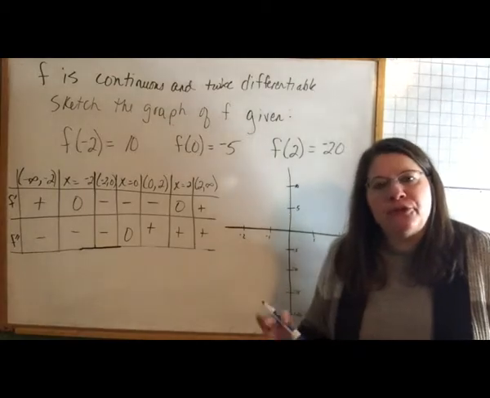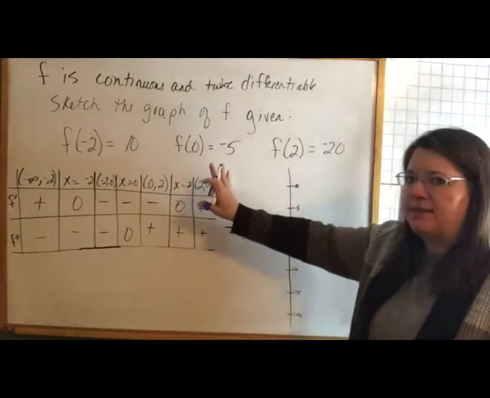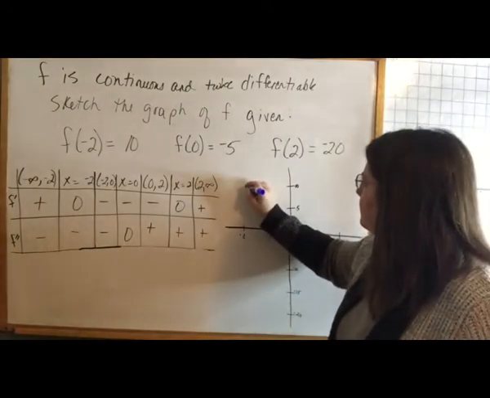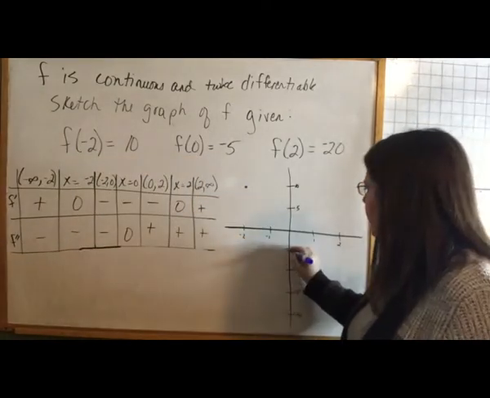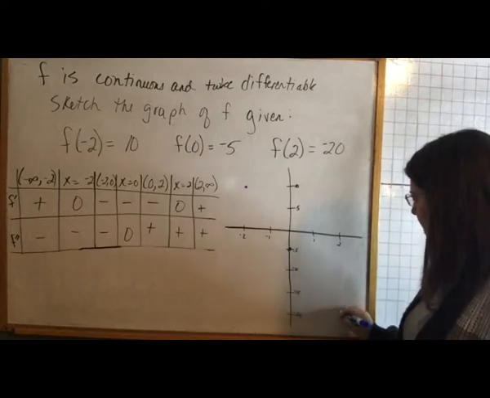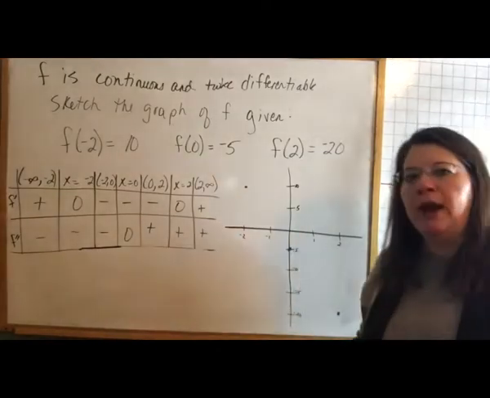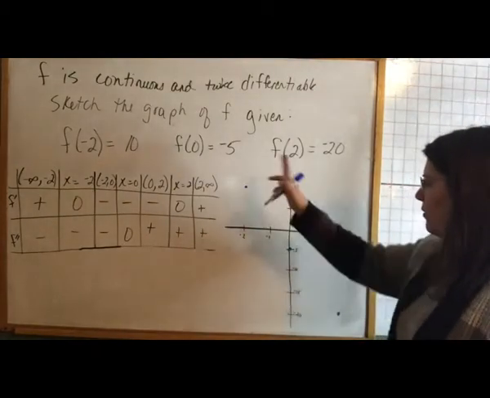Okay, so again, the first thing I'm going to do is graph these ordered pairs that they gave, because that's the easiest thing to do. So (negative 2, 10) is right there. f of 0 is negative 5. And f of 2 is negative 20. And then we're going to use the information from the graph to decide what's happening and how the graph goes through these ordered pairs.